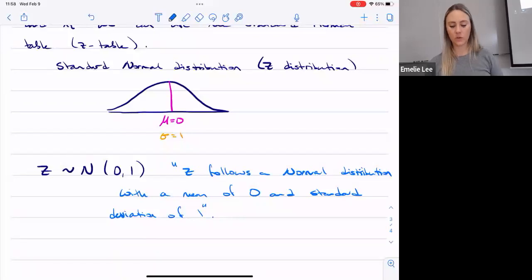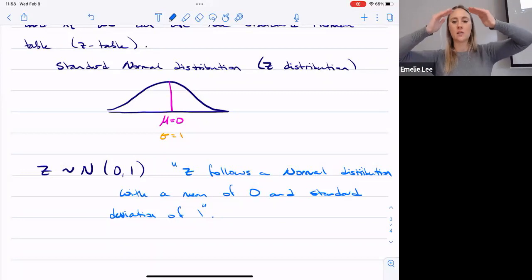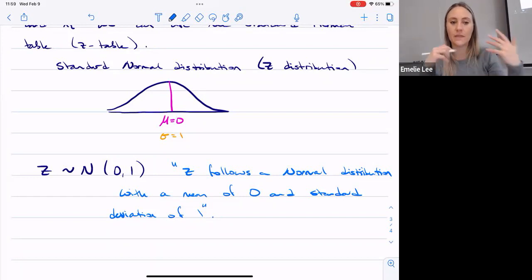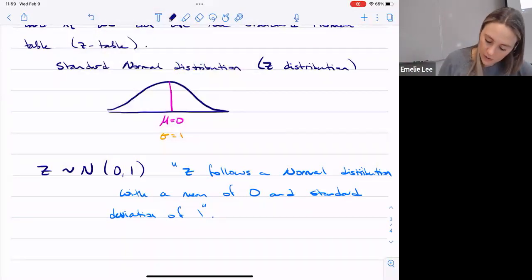So then what we can do is we can always take something that follows a normal distribution and we can standardize all those values. And then the Z score that we find is how many standard deviations away from the mean a measurement is. Okay.